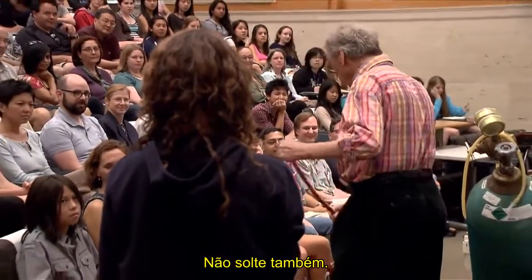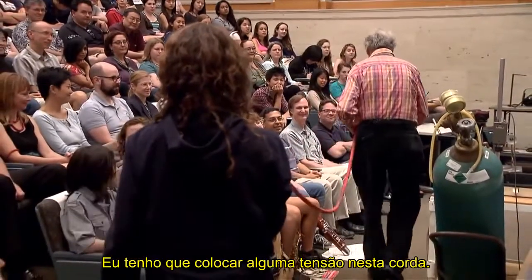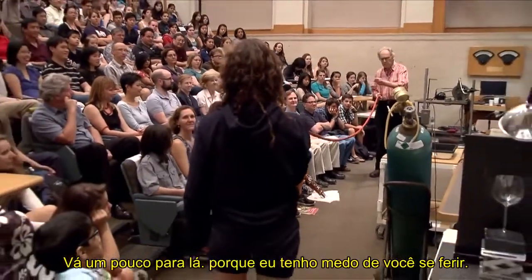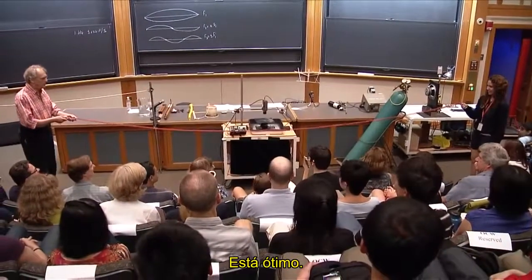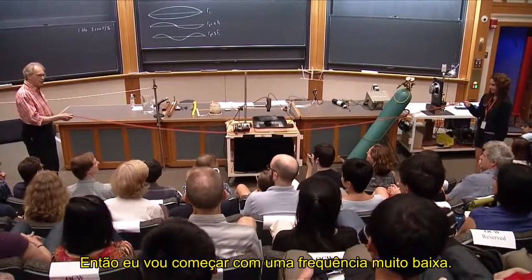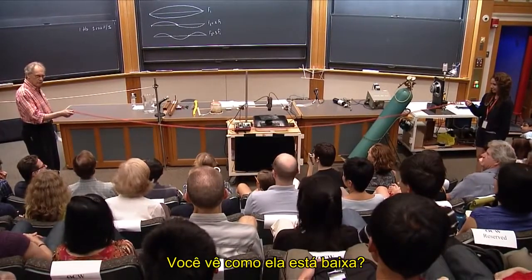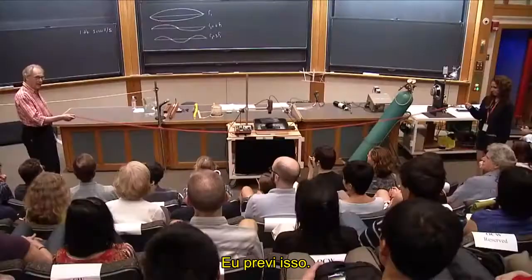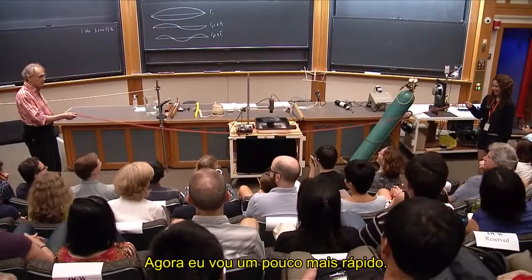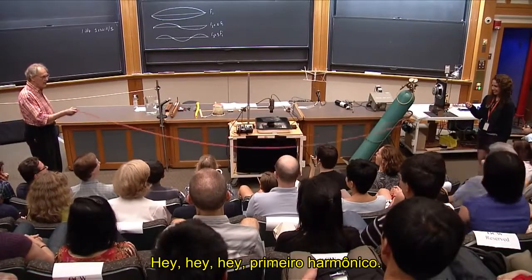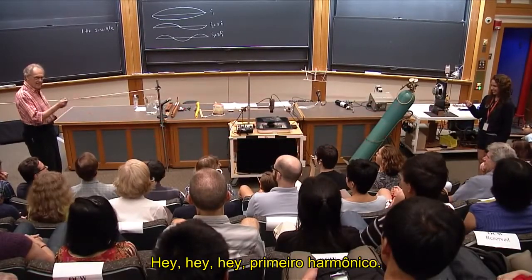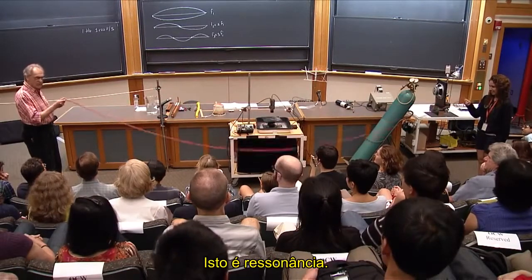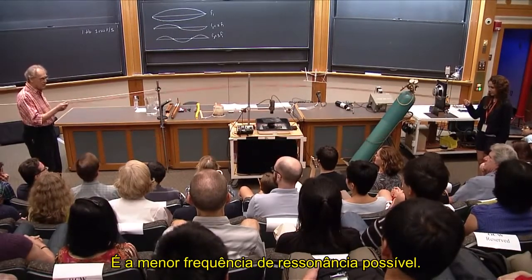Okay. I have to put some tension on this string. Go a little bit this way because I'm afraid for you. So this is fine. So I go with a very low frequency. You see how low I go? Nothing. You see nothing, right? I predicted that. Now go a little faster. Hey, hey, hey, first harmonic. You see it very clearly. That's a resonance. It's the lowest resonance possible.